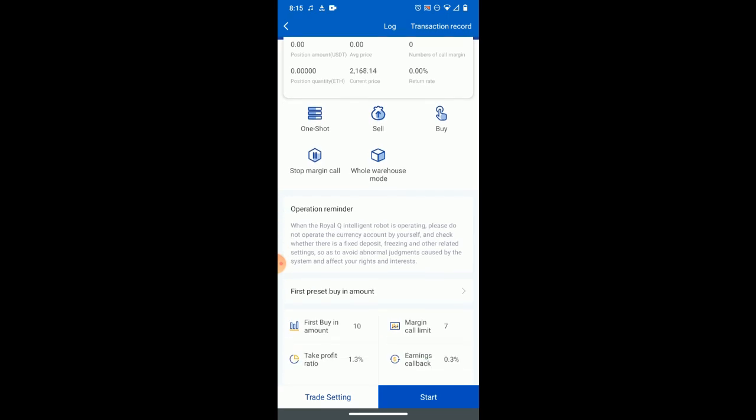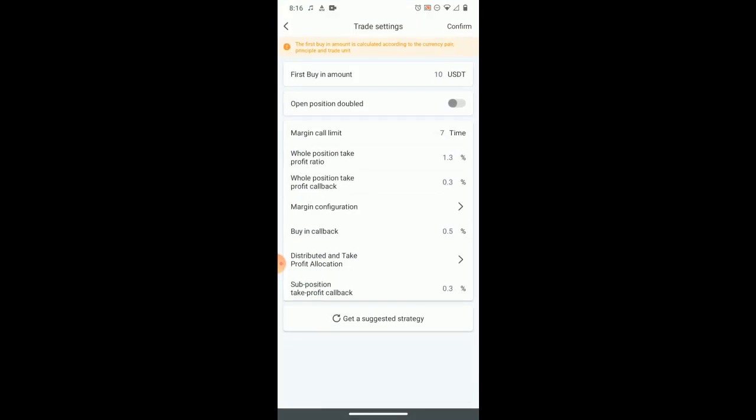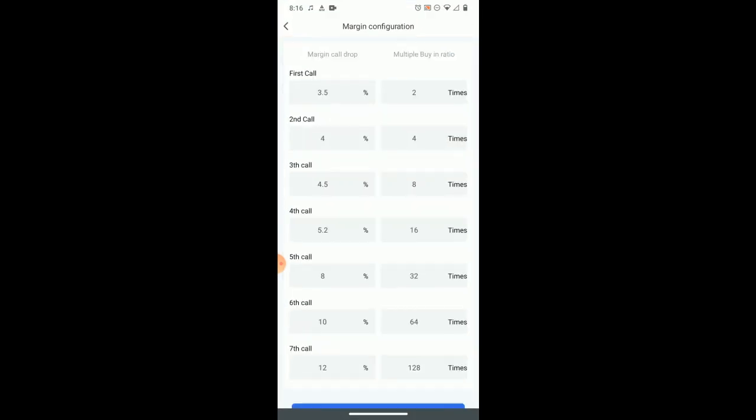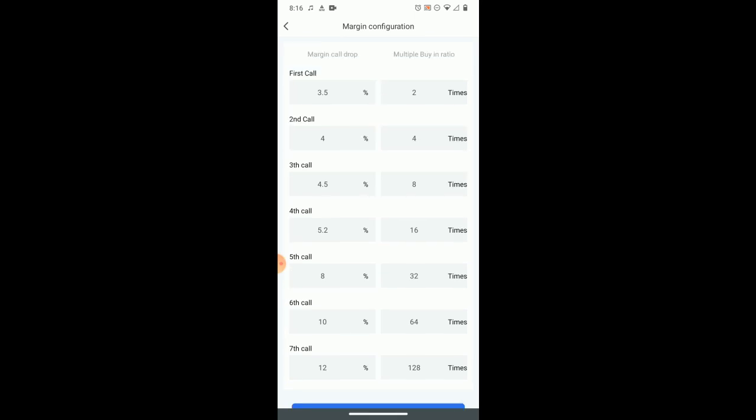Now, if it comes like this, if this is the default, which is all warehouse mode, this is what it means. Under this, we have 7 levels. Dollar cost averaging will actually affect all 7. Everything will work like that, as in the way I've explained now.